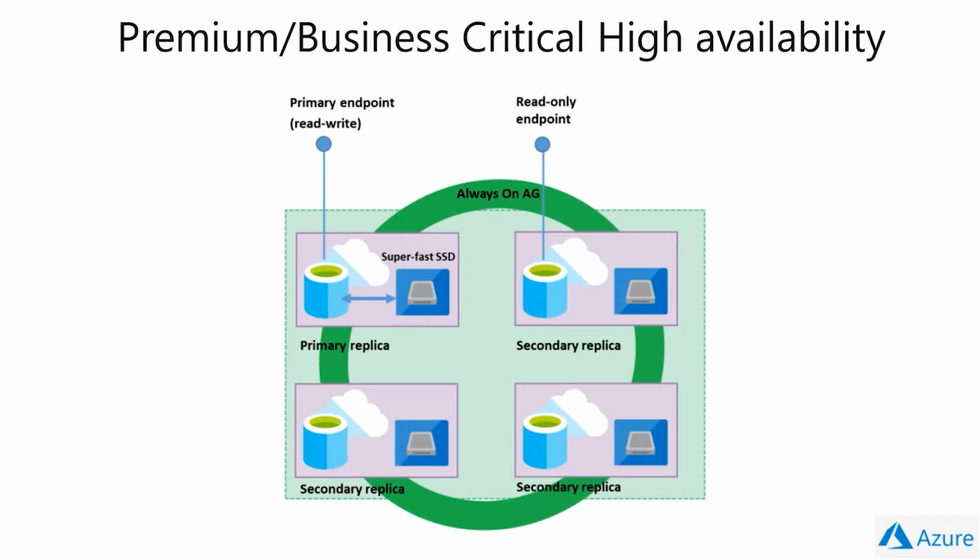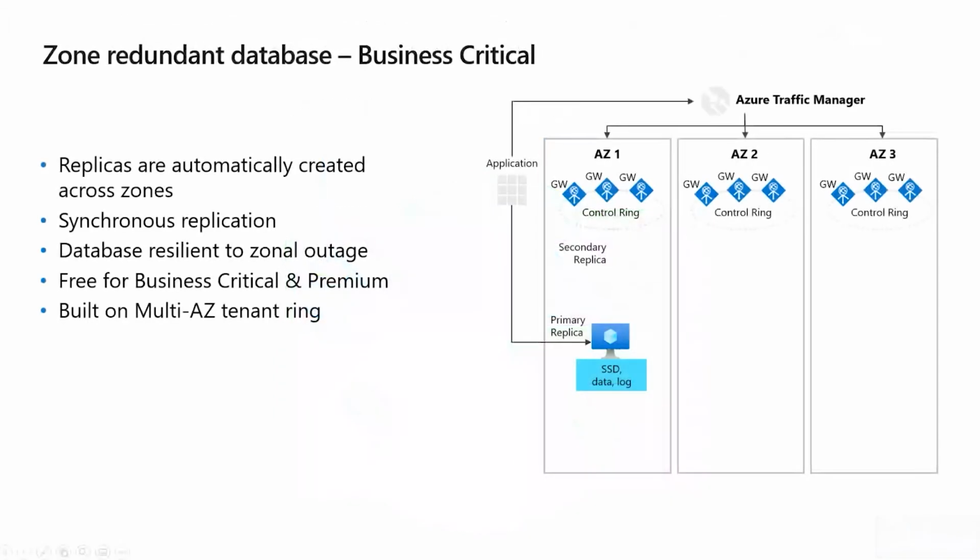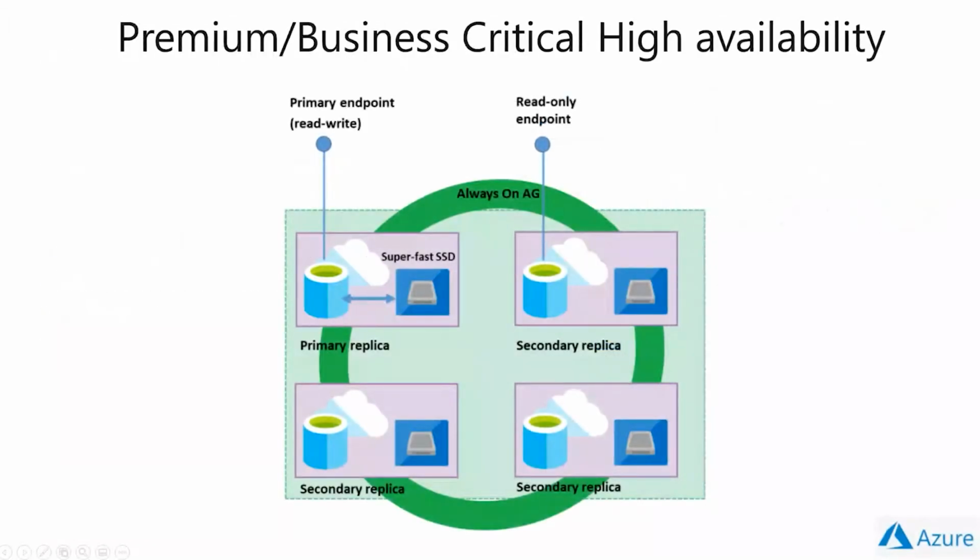So failover is handled by the SQL Server database engine, and the workload is automatically redirected to the new primary node. So basically, in this case, you don't have to do anything. In the case of failover, all the workload will be automatically redirected to the new primary node.